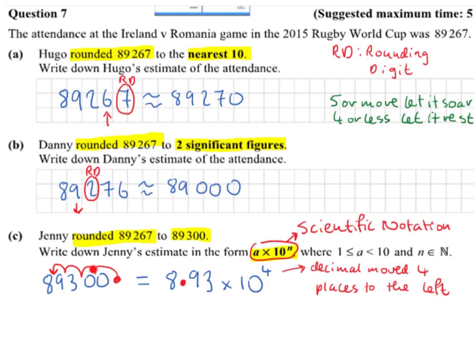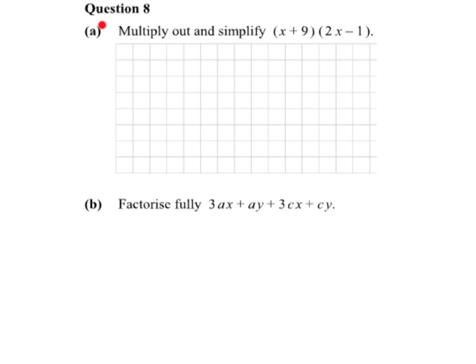So we move it 1, 2, 3, 4 places to the left, and it goes after the 8. We can get rid of those zeros. And it's going to be times 10 to the power of 4 because the decimal was moved 4 places to the left. If we had moved the decimal 5 places to the left, it would be to the power of 5. If we had moved it 6 places to the left, it would be to the power of 6, and so on.